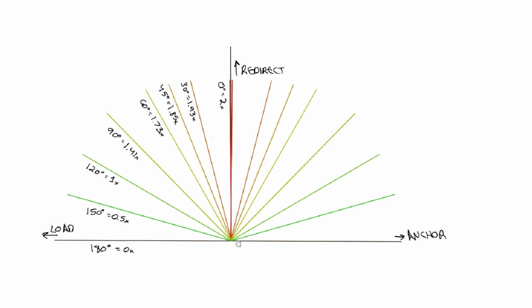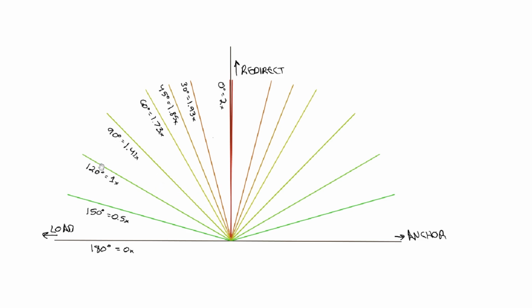At 150 degrees, it's half. So let's say we have a load of 1 kilonewton. We'd have 0.5 kilonewtons pulling on our redirect. At 120 degrees, it is 1 times whatever our load is. So 1 kilonewton, we have 1 kilonewton pulling on our redirect at 120 degrees. The reason for this is we've essentially created 2 equilateral triangles, as we talked about in Rope Shenanigans episode 1.